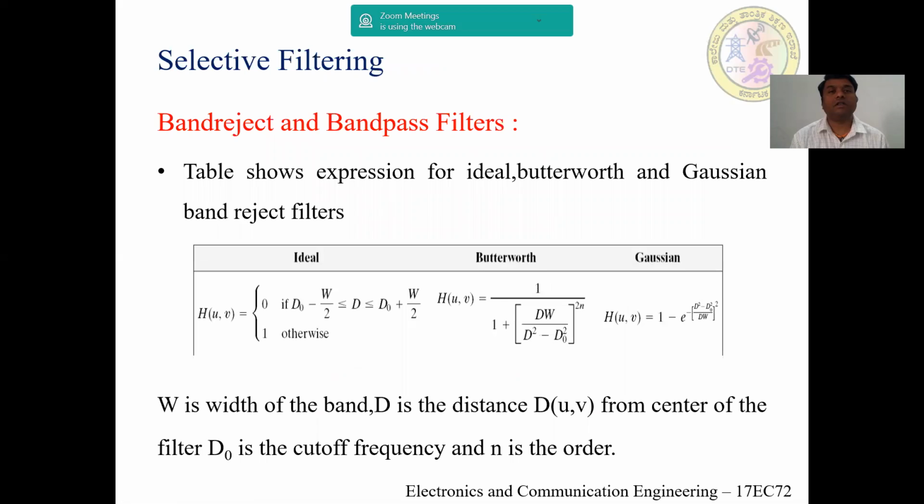Selective filtering, band reject and band pass filters. The table shows the expressions for ideal, Butterworth and Gaussian band reject filters. W is the width of the band, D is the distance D(u,v) from the center of the filter, D0 is the cutoff frequency, and n is the order.